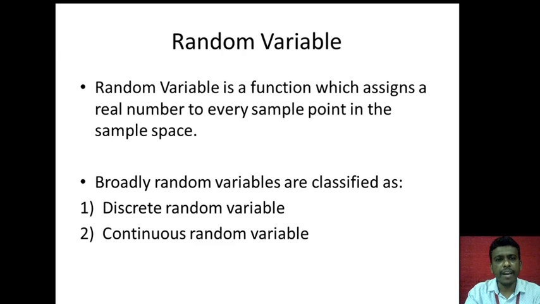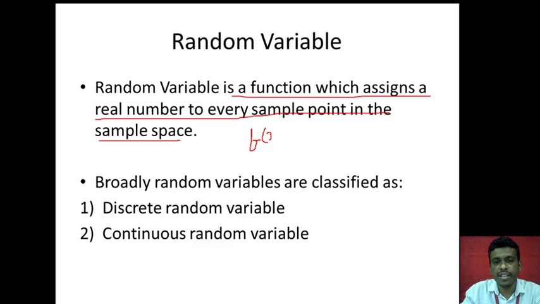So, by definition, random variable is a function which assigns a real number to every sample point in the sample space. So a random variable is a function. So the function, say f of x, which assigns a real number to every point in the sample space.